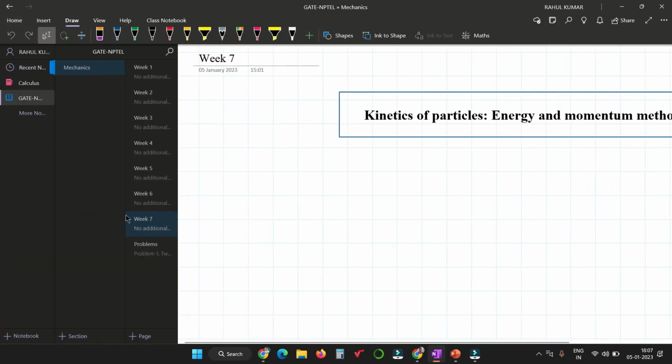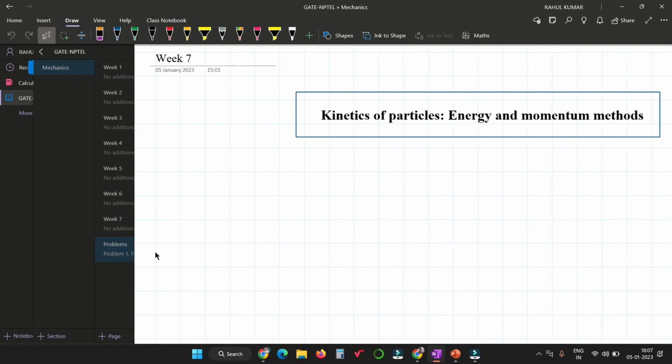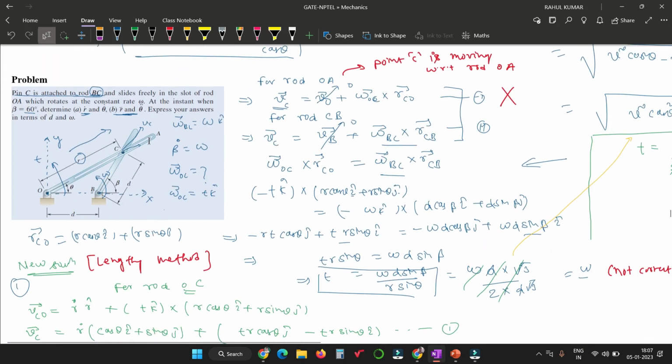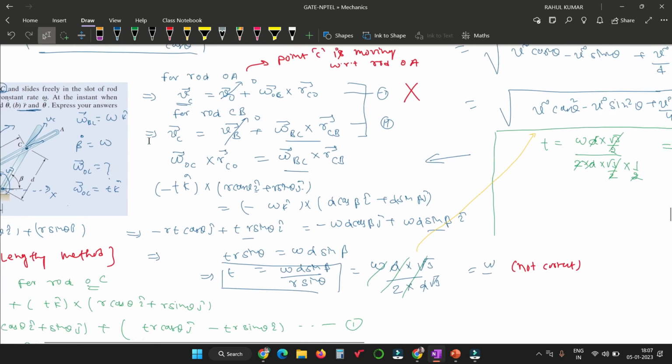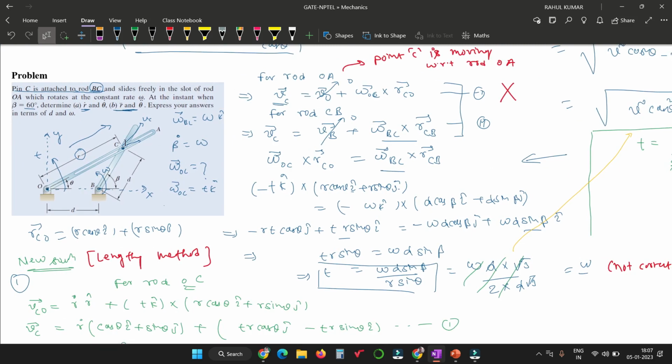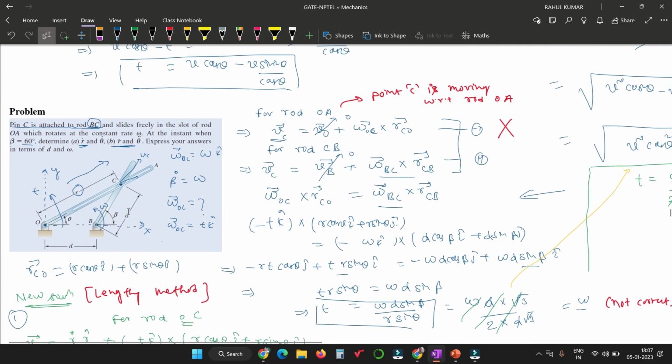In the last class, maybe some of you are already here. We talked about this problem. Is anyone here from the last class? Yes, sir. Yeah, in the last class, we saw that we are not getting the correct answer for the angular velocity of this rod. Can you recall that?